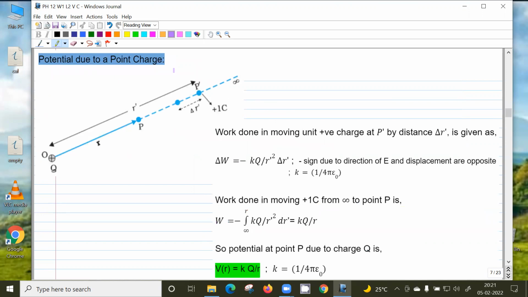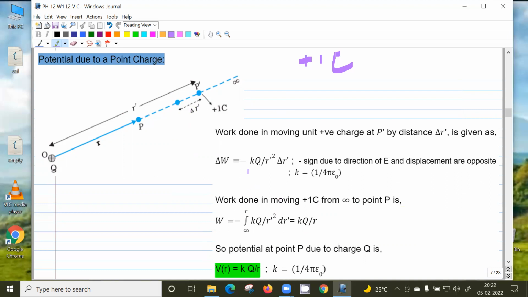Okay, potential due to a point charge. So there is a source charge, say capital Q, and I have to find potential at this point P. So by definition, I have to take a unit positive charge at infinity, 1 coulomb, and find the work done in moving this charge from infinity to this point. Okay, so we're going to move the positive charge from P prime by a distance delta r. Suppose I'm moving from here to here by amount delta r.